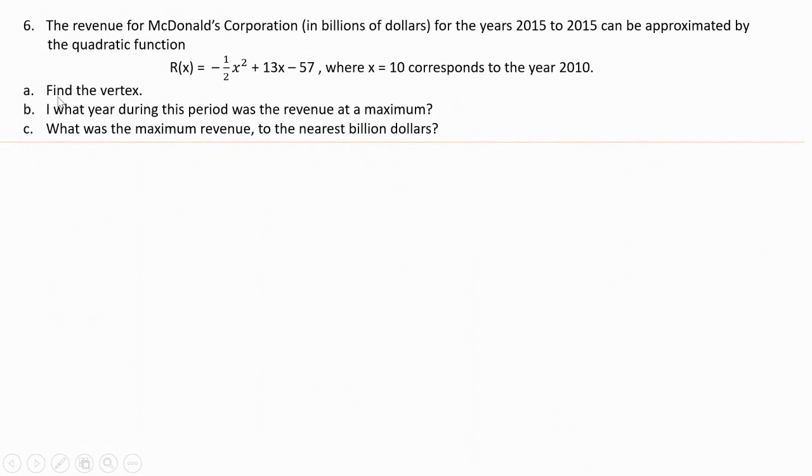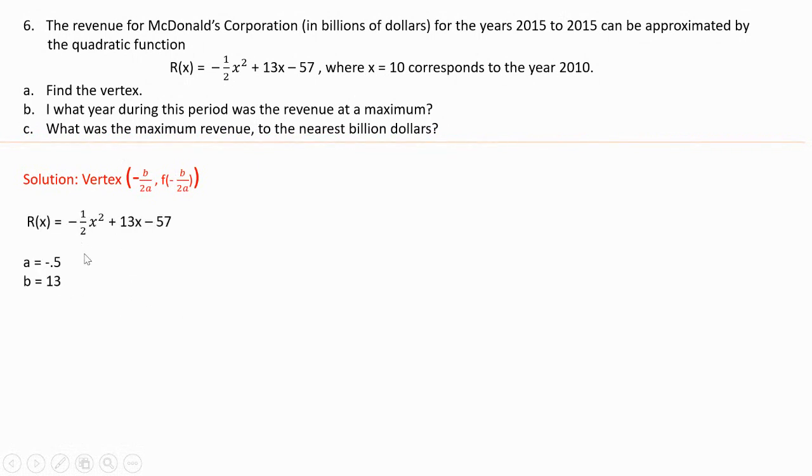So for the first part, they want you to find the vertex. For the second part, it's asking in what year during this period was the revenue at a maximum. And finally, for C, what was the maximum revenue? Now, guys, a hint: once we find the vertex, I found also the answers for parts B and C. The x part of the vertex will be the answer for part B, and the y part of the vertex will be the answer for C. Let me show you how it's done.